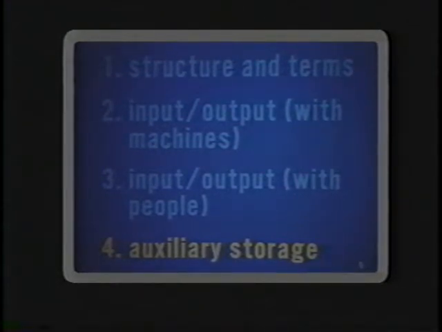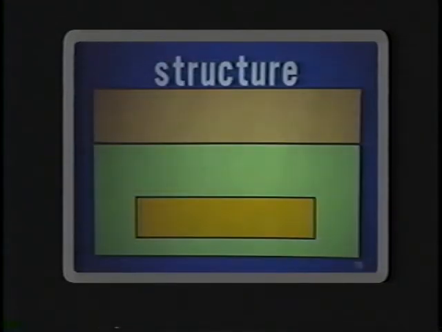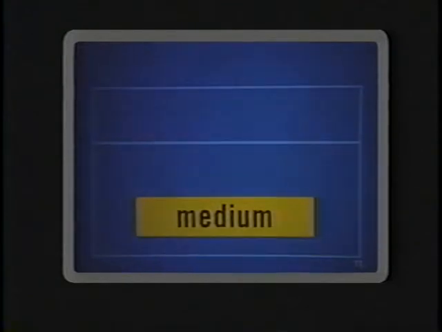Now let's begin with the general organization of a peripheral device. In general, the structure of peripheral devices consists of three major parts. A medium, which physically holds the information. For example, paper tape and punched cards are media that hold information in the form of punched holes.